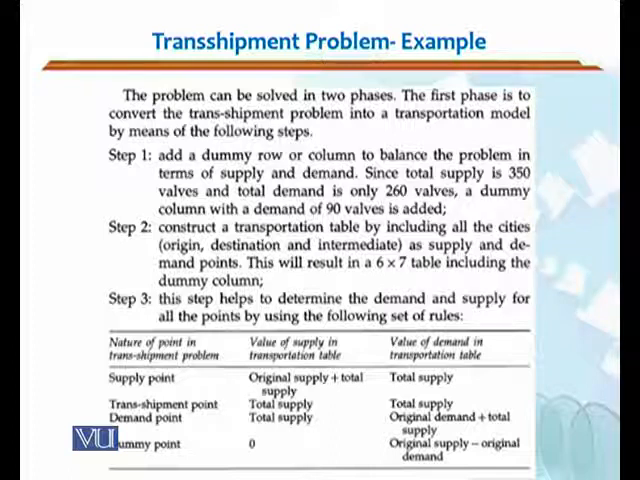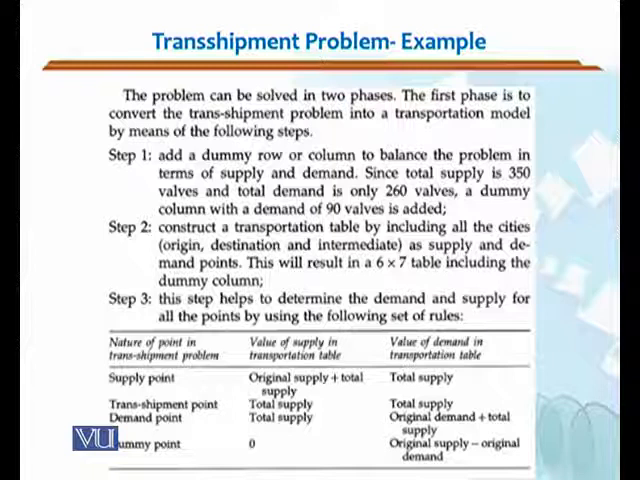Step 3 helps to determine the demand and supply for all the points by using the following set of rules. Now, what is the set of rules? First we need to know the nature of the point in the transshipment problem, whether it is a supply point, a transshipment point, a demand point, or a dummy point. Now we have 4 types of locations with us after balancing the transportation problem. So it could either be a supply point, an intermediate point, a destination, or a dummy point.